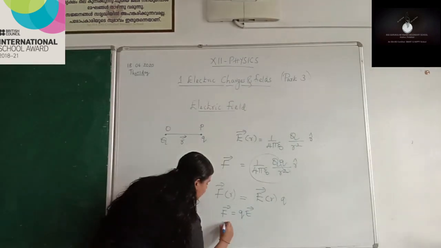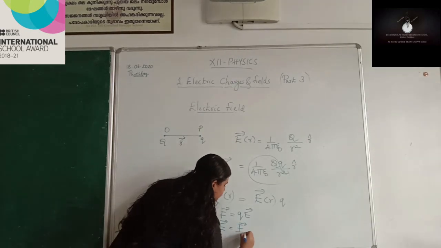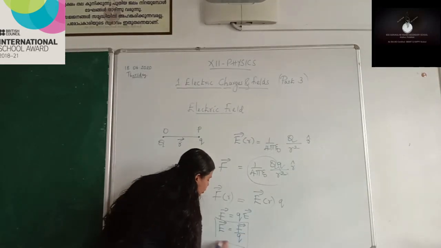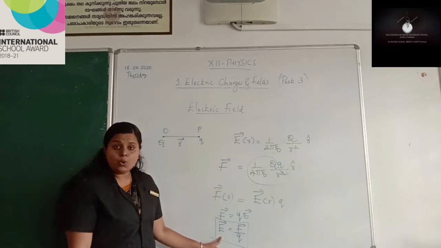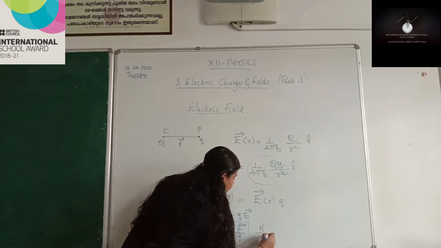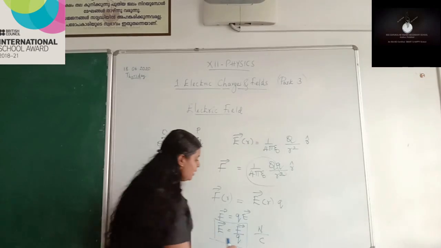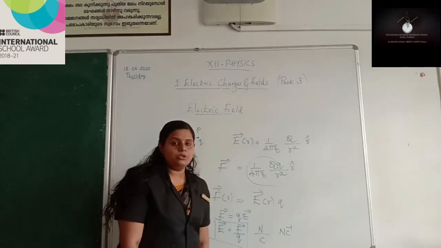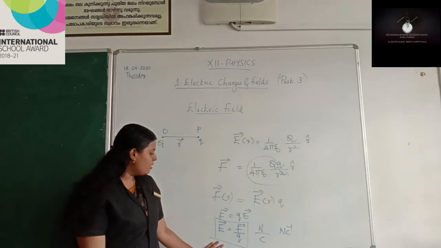Now what about electric field E? E is equal to F divided by q. So this is the expression for electric field. Now what about its unit? Here the unit of force is Newton. Then what about the unit of charge? Coulomb. So what about the unit of electric field? Newton Coulomb raised to minus 1 is the unit of electric field. Now one more thing.